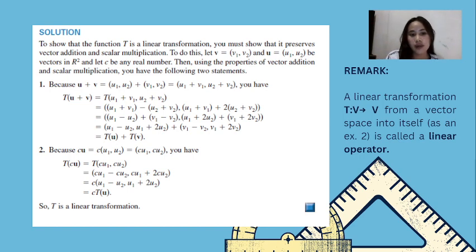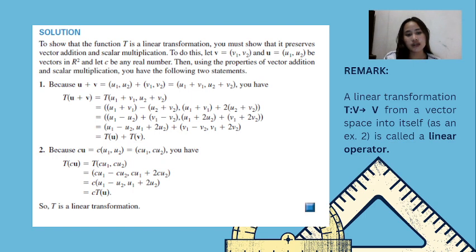So, c u1 minus c u2, c u2 plus 2 c u2. So this is equal to c times the quantity of u1 minus 2u2, u1 plus 2u2, which equals c T of u. So, we can say that T is a linear transformation based on our solution. So, since it satisfies the two conditions, we can say that it is a linear transformation.